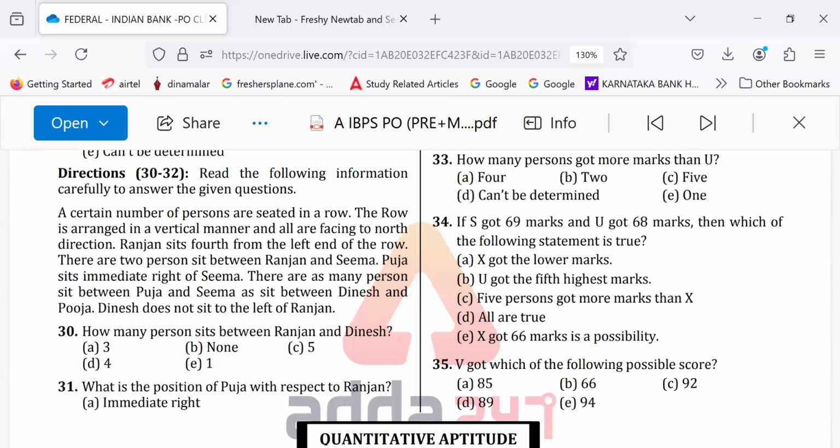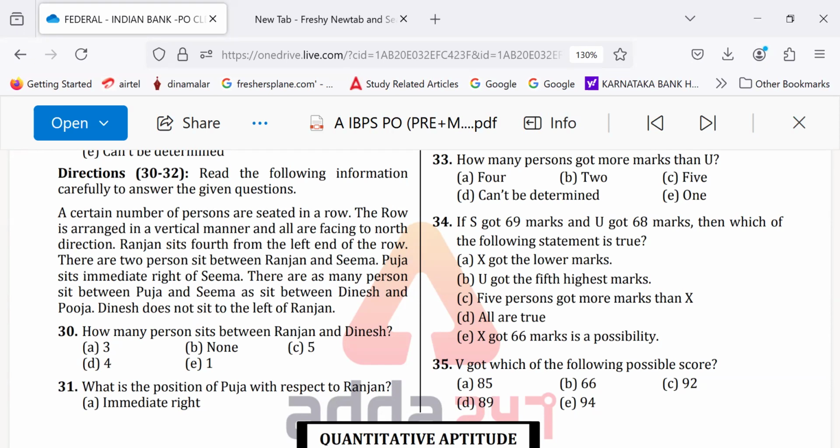So one definite information is, what is the definite information here? Whose place can we definitely say from the given information, whose position is given very clearly in the row? Ranjan, sir. Very good. Ranjan's position is confirmed. He is sitting fourth from the left end of the row.